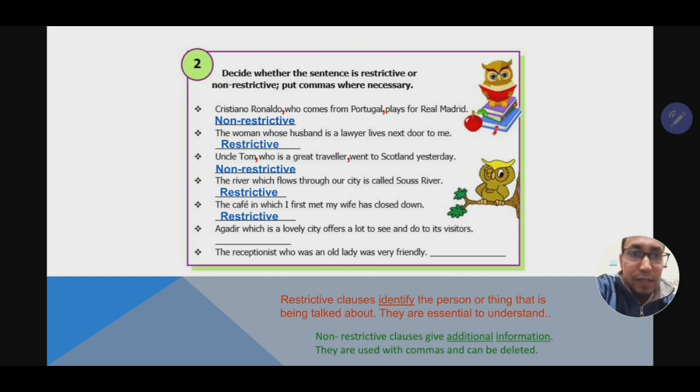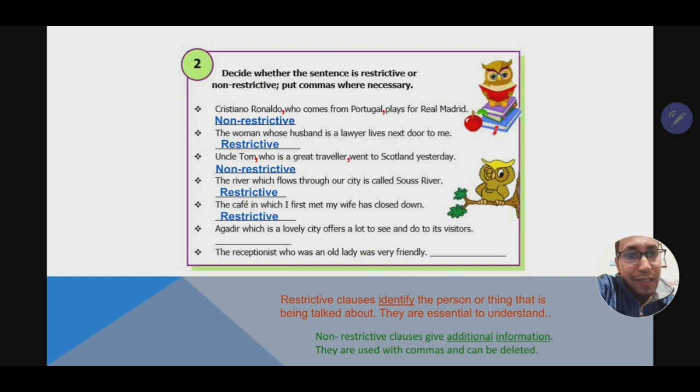And then next, the cafe in which I first met my wife has closed down. And here we have restrictive, because the cafe has closed down. You would ask the question, which cafe? So we have to identify, we have to restrict the cafe to one unique one, which is the one in which I first met my wife.